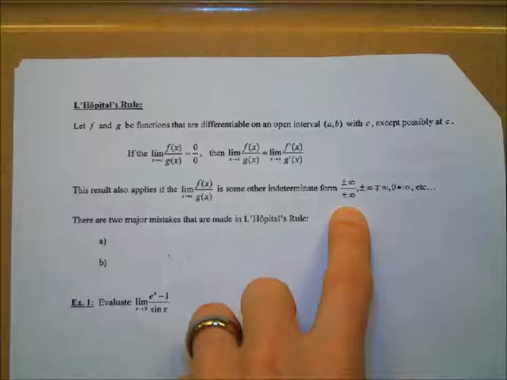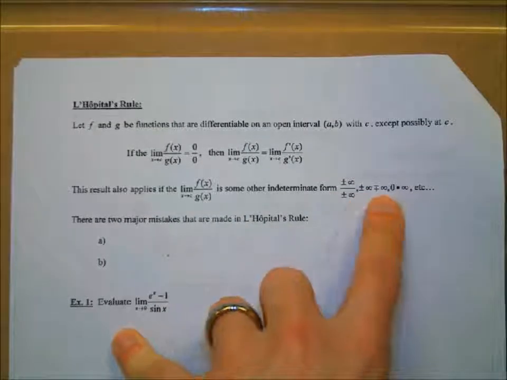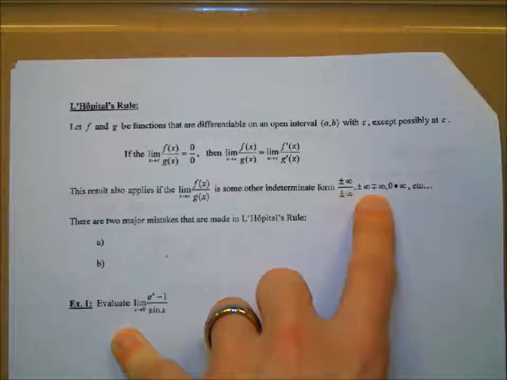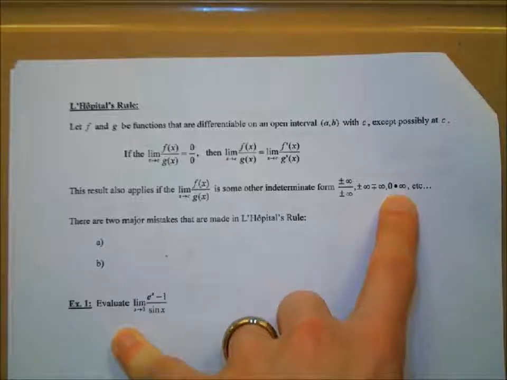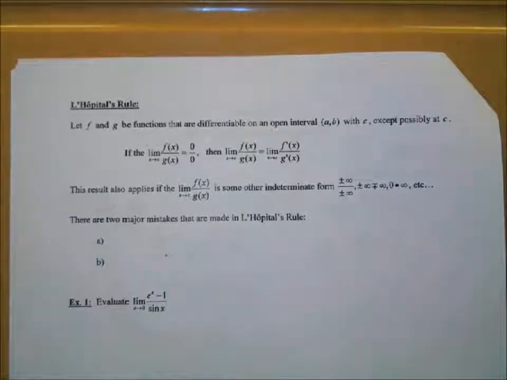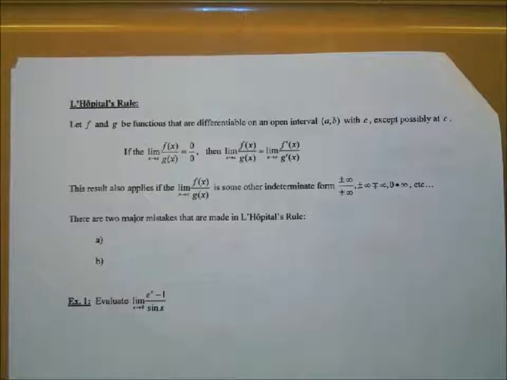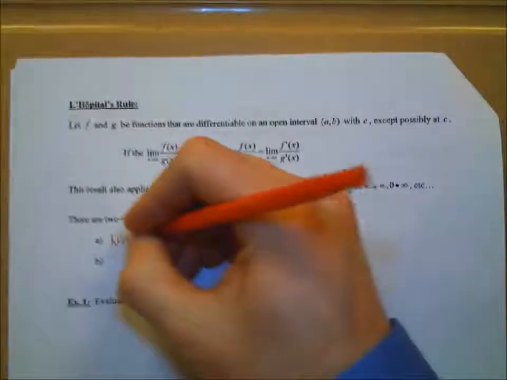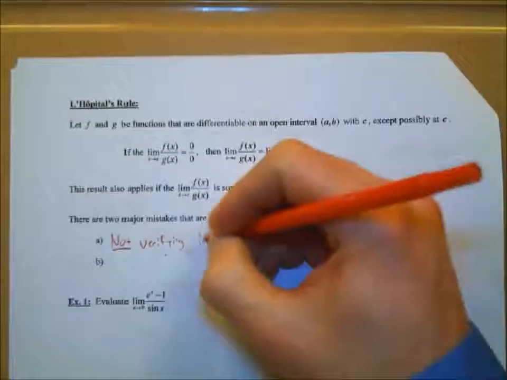This result also applies if the limit as x approaches c of f(x)/g(x) is some other indeterminate form, that is, positive infinity over positive infinity, or positive infinity over negative infinity. You get the idea there. Zero times infinity is also an indeterminate form, because you're taking something that's nothing and multiplying it by something that's infinite. What would that equal? Indeterminate.